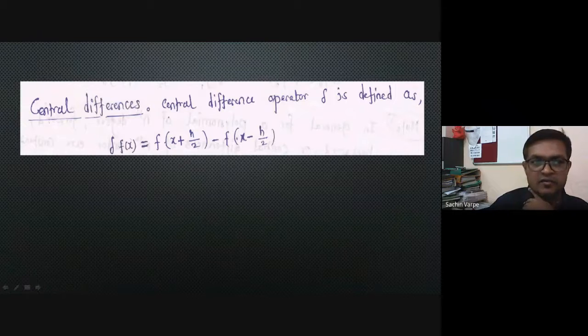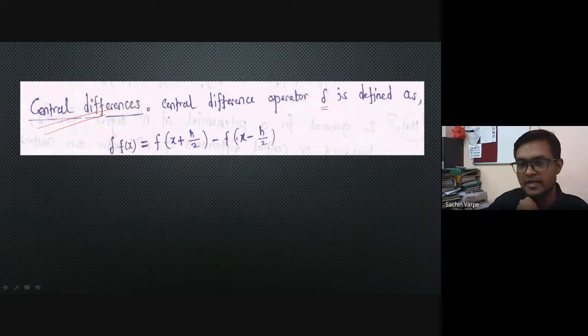Next is central difference operator. Central difference operator is denoted by delta. ये small delta है, वो जो delta था वो capital delta था. Triangle means capital delta, and this is small delta. That is central difference operator.